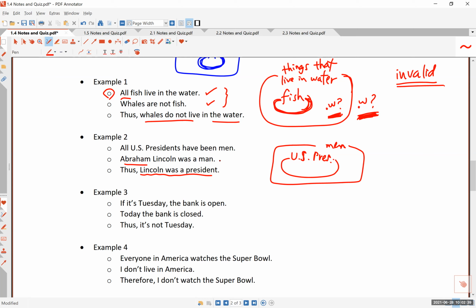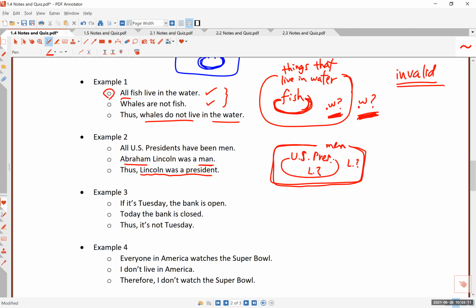All right, what does the second statement say? Abraham Lincoln was a man. So all you know is that Lincoln is inside of this outer circle. Maybe he is in here, we just don't know that, okay? Because the only thing the second statement says is that Lincoln belongs to this outside circle, not necessarily in the inside circle. Maybe he is inside the inner circle, but it does not say that.